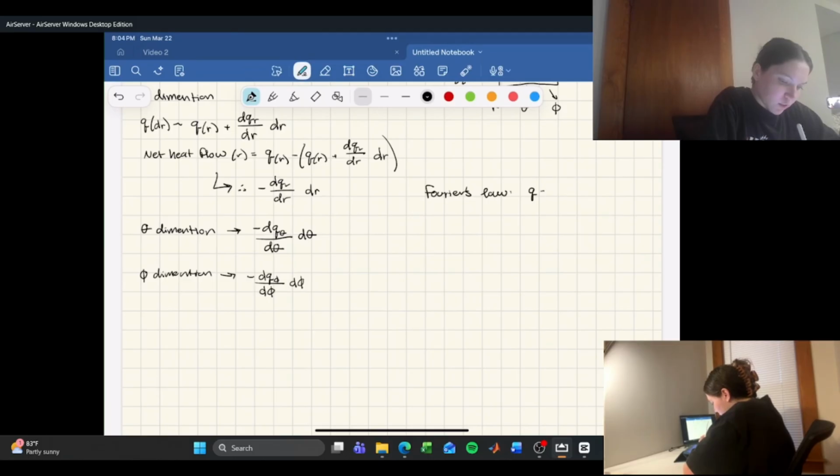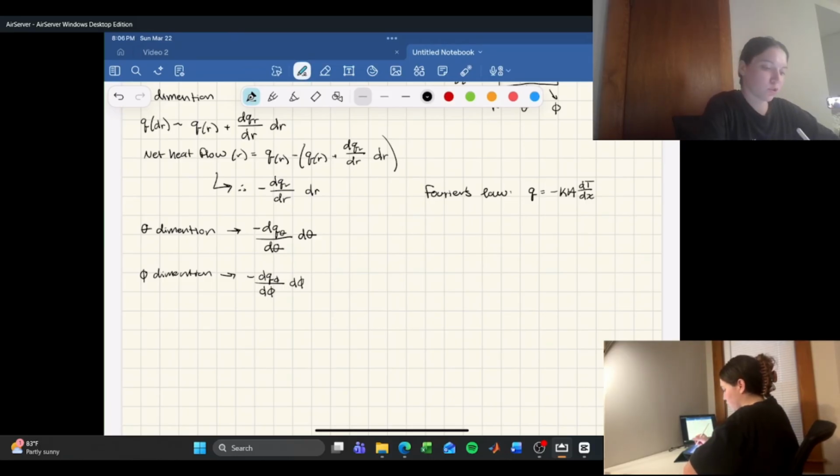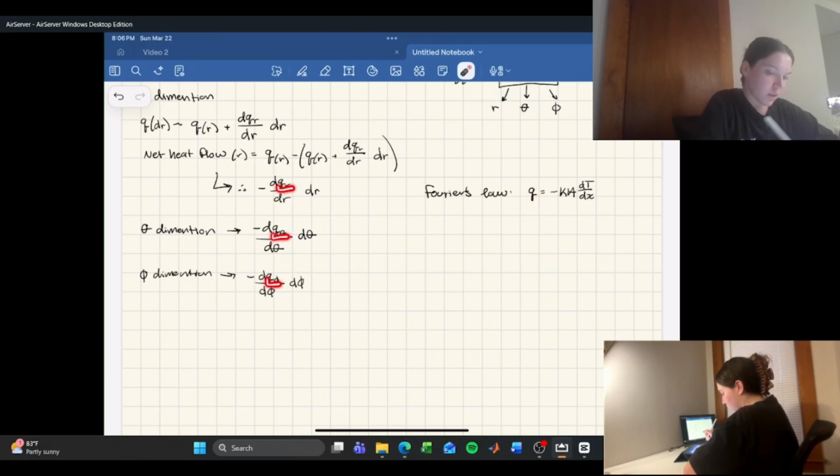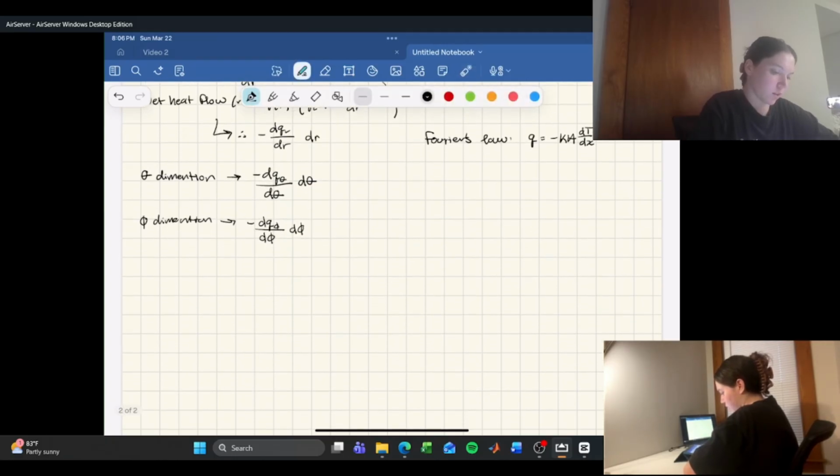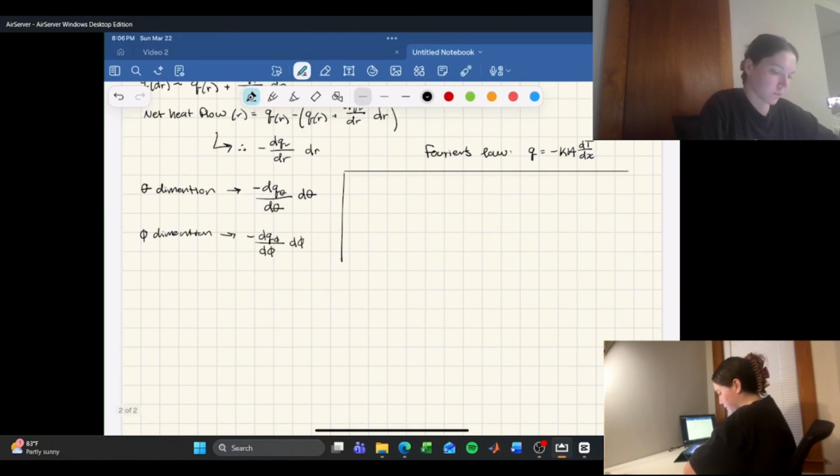And now we can use Fourier's law here, where the heat flux is equal to the negative thermal conductivity times the area times the change in temperature over the change in position. So for Fourier's law, this is like the general equation. So we're going to plug in this Q for each of these terms. And then this dx can be any of these, so we're going to use dr, d theta, d phi. So let's plug the Q's in for all of these using Fourier's law, and I will rewrite them over here.